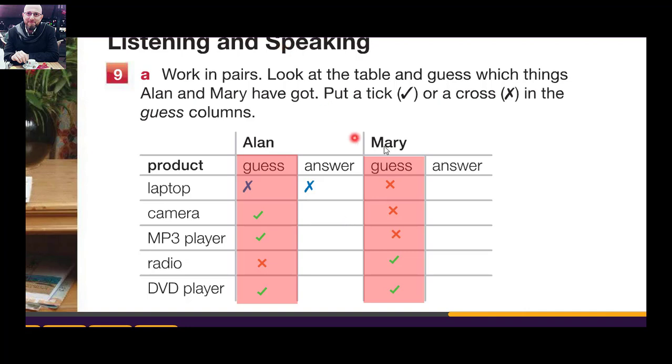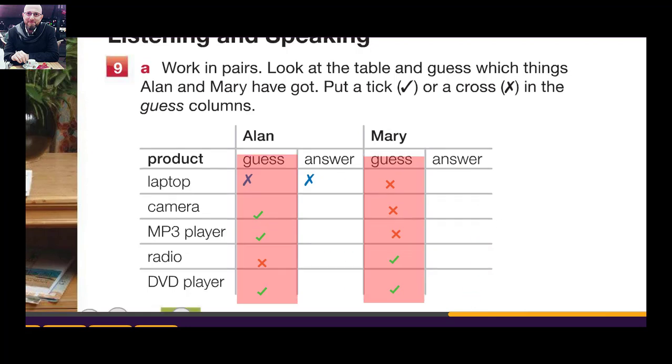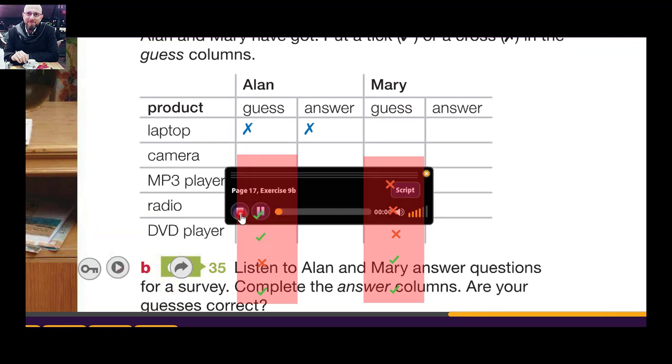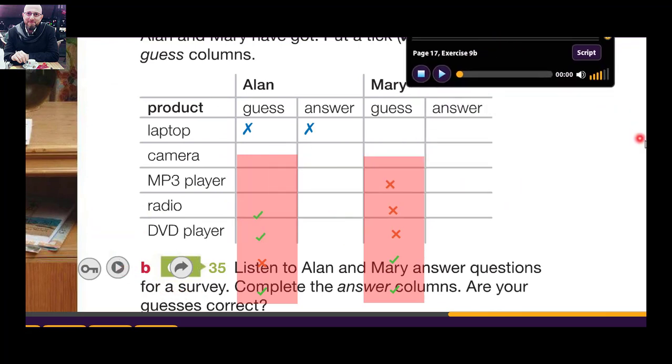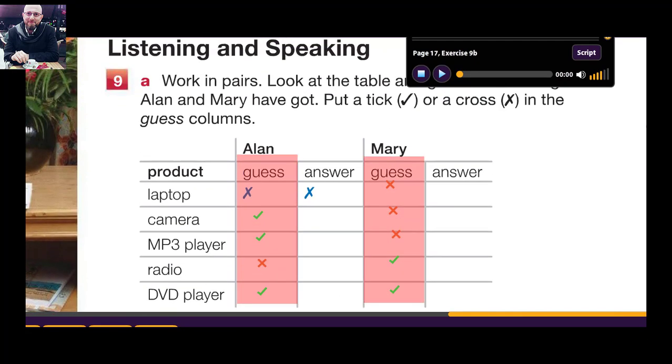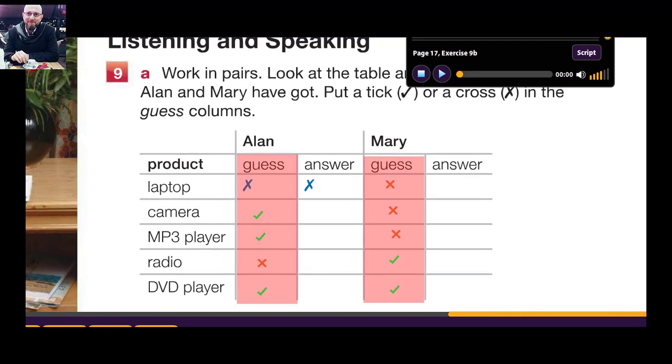Now we want to listen to Mary, Alan, and the woman asking them questions, and you listen and answer here. Put the correct answer. Listen and put the correct answer here. Okay, let's bring the listening first. Track 35. Now listen and write the correct answer here and here.